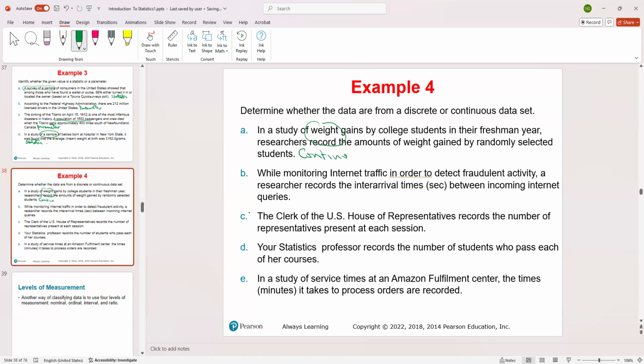As we said, we're going with the possibility of obtaining a decimal. While monitoring internet traffic in order to detect fraudulent activity, the researcher records the interval of time. So it can be 11.3, it can be 12.5, it can be 15 something. At the same time, of course, you can obtain a whole number, but it may also be a decimal. So again, that's continuous.